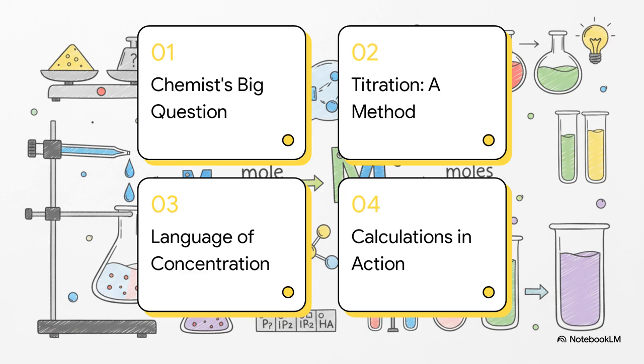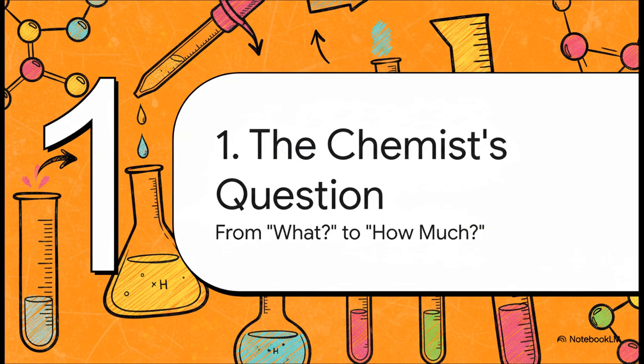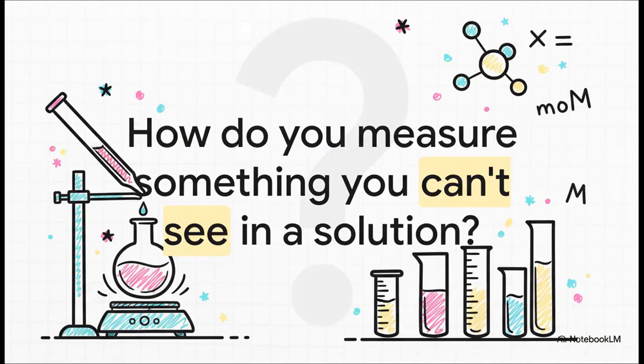Let's get into it. You know, in the world of chemistry, it's one thing to know what's in a sample, but the real magic, the real power, comes from knowing exactly how much of it is in there. And that, right there, is the central challenge. Think about it. You have a completely clear solution. How in the world do you figure out its concentration without tasting it, which you should never ever do? Chemists needed a way to get a number, a precise mathematical answer.